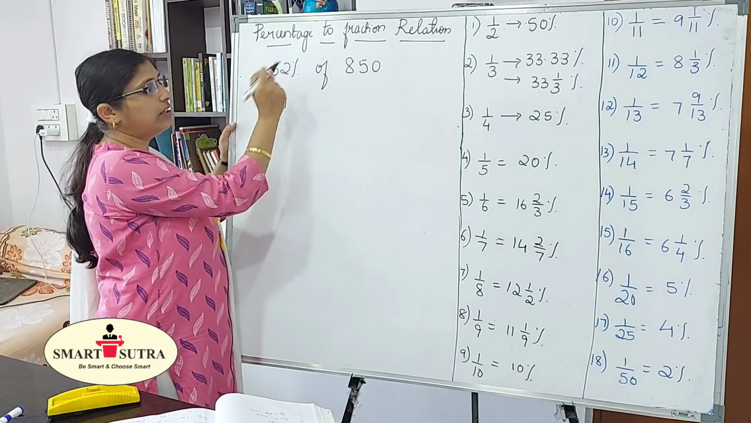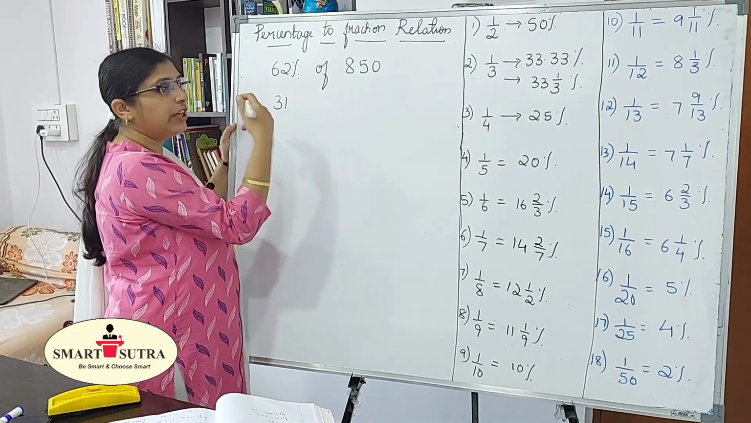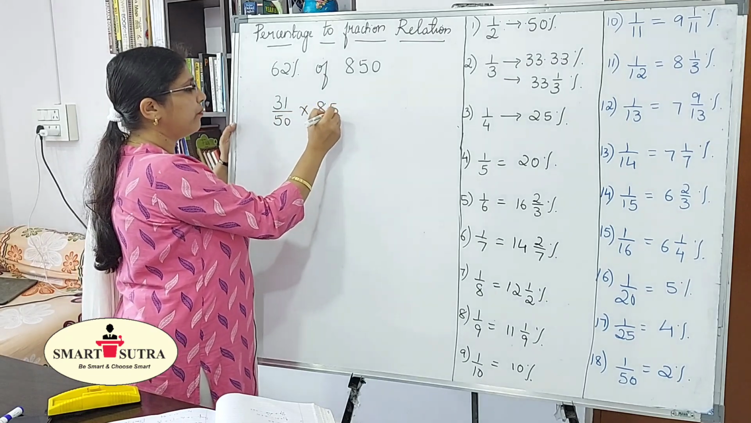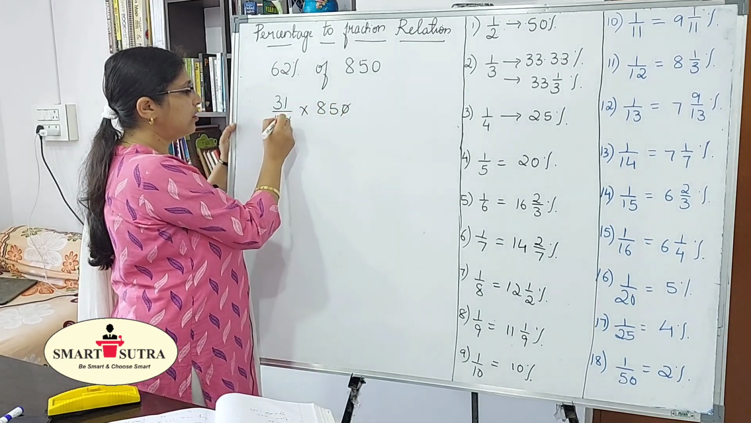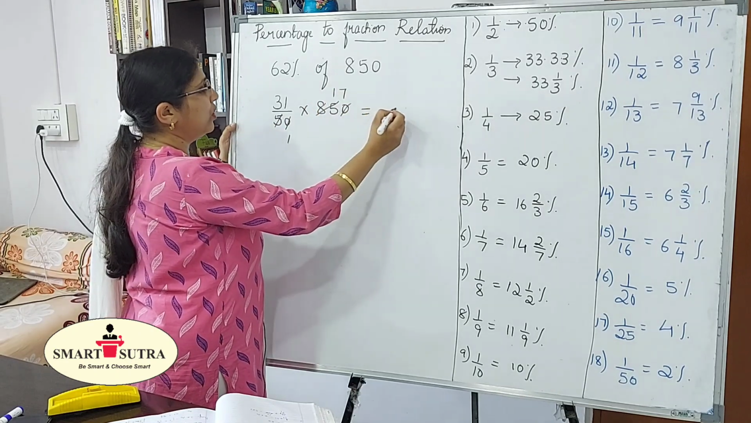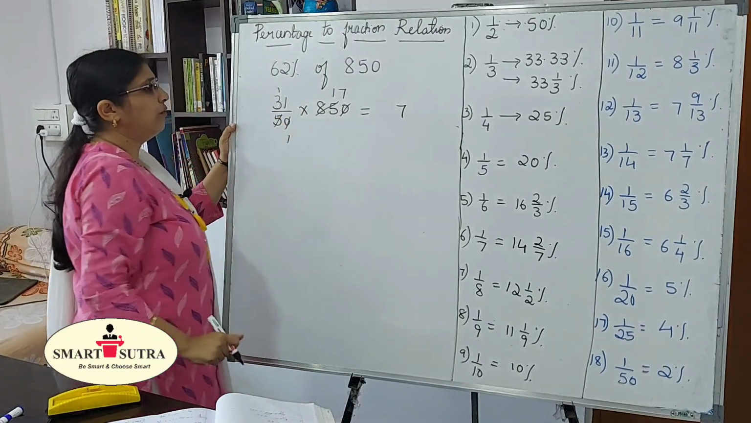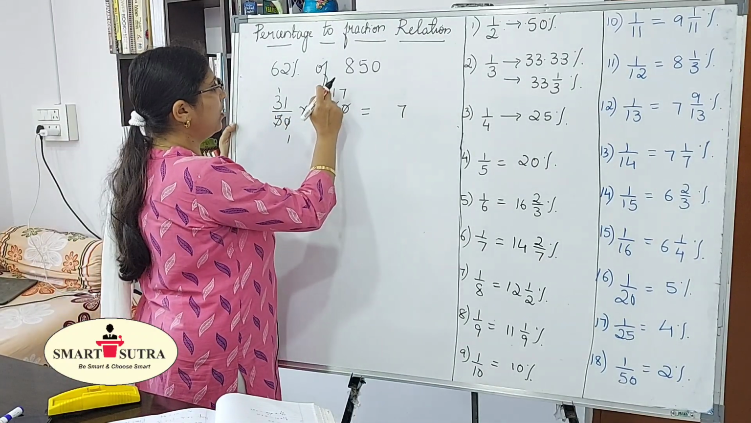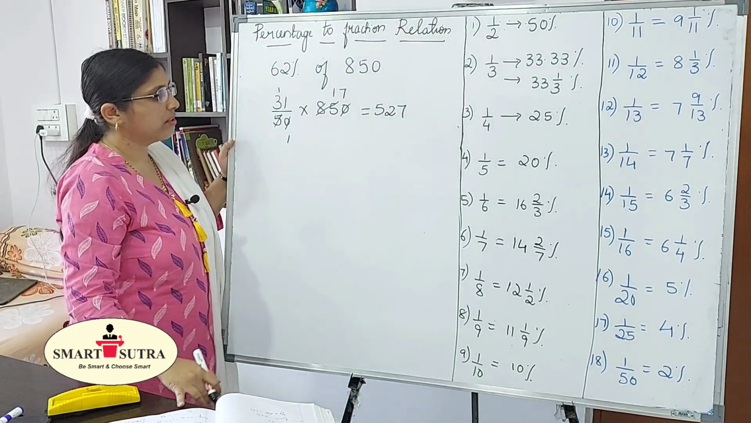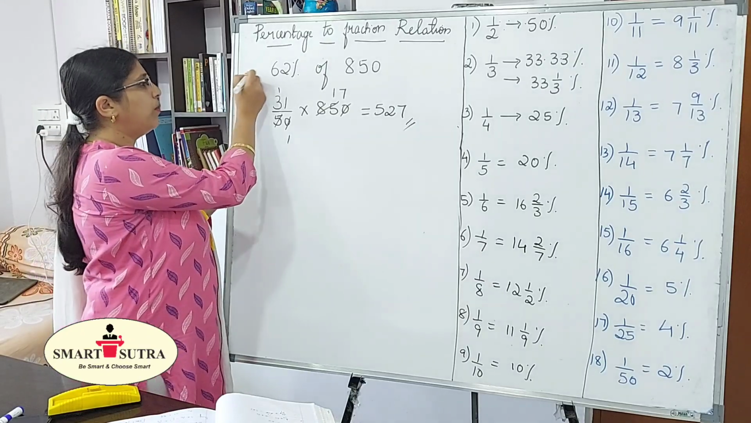So, that means 31 times of 2%. 2% means 1 by 50. So, 31 into 1 by 50 will be 31 by 50, into 850. 0 0 cancels. 5 1s are 5, 5 17s are 85, so it becomes 17. So multiply with this: 17 3s are 51, plus 1 is 52, so 527. Okay. Now we'll increase the complexity.